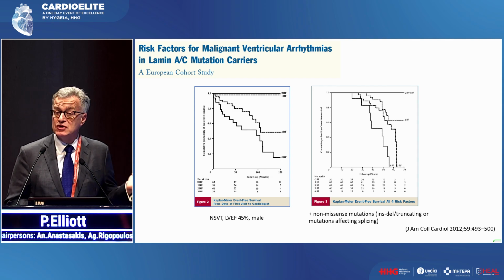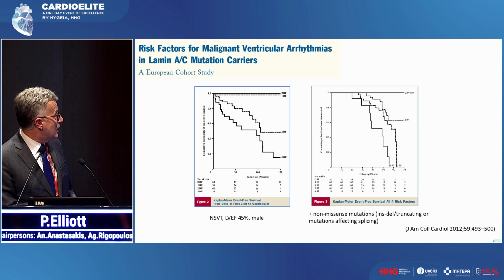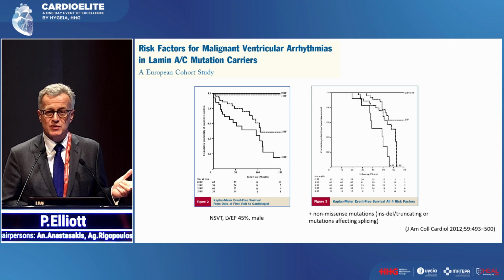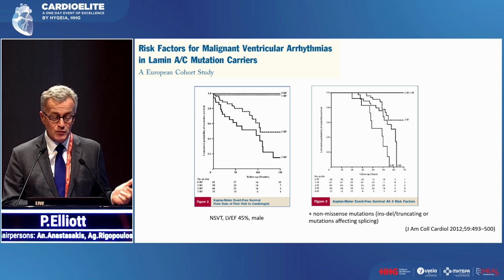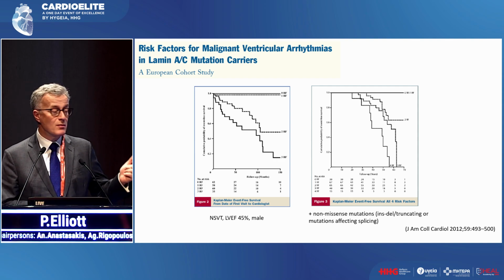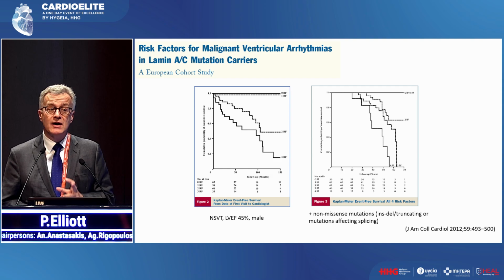Illustrating this again, lamin, which is maybe 5% of dilated cardiomyopathy, showing here poor outcomes. Ejection fraction is an important predictor, but it's an important predictor if it's 45%, not if it's less than 35%. If you have a normal ejection fraction but you have non-sustained VT and you're a male and you have a disrupting mutation, you may still be at very high risk of ventricular arrhythmia and sudden cardiac death.